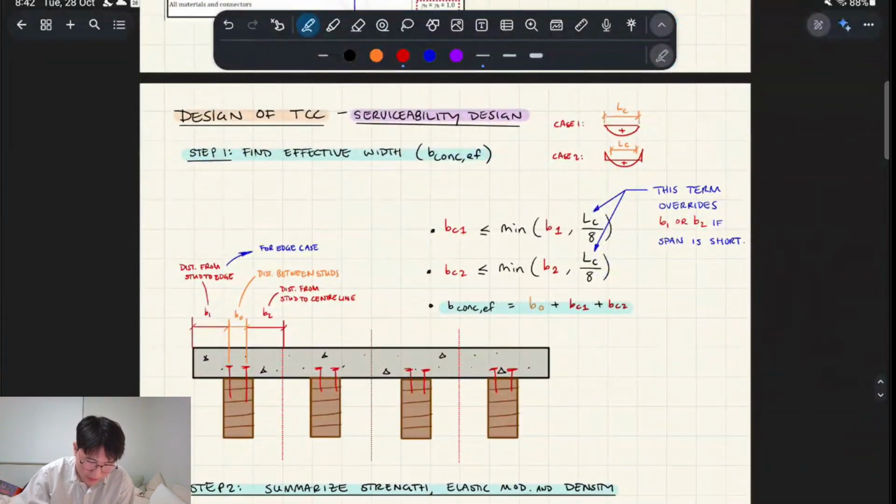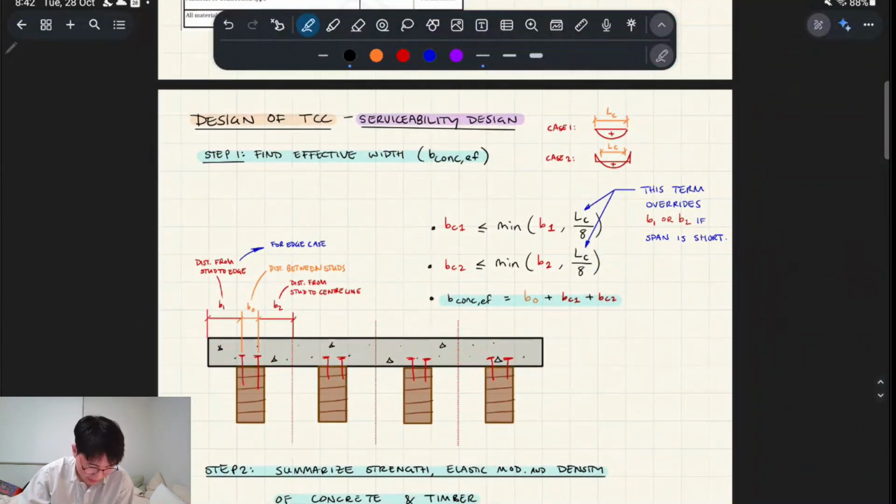Okay, moving on to design of TCC. This is the last thing that I've got, and it runs over the next few pages. We're doing serviceability design for a timber concrete composite slab and beam system.